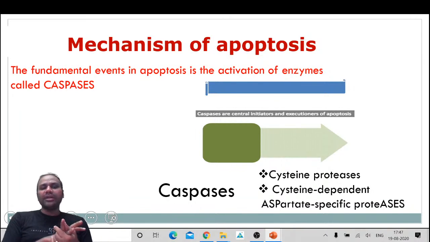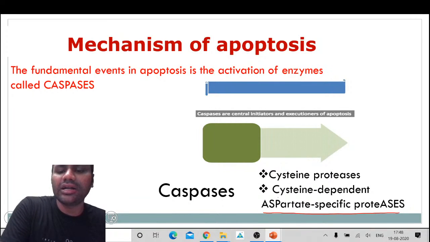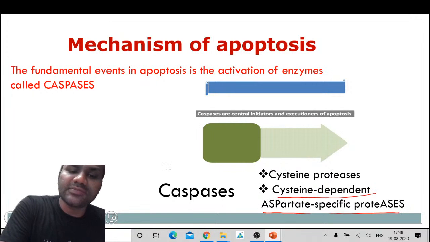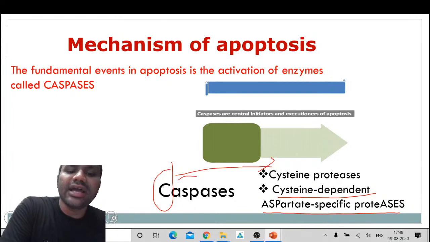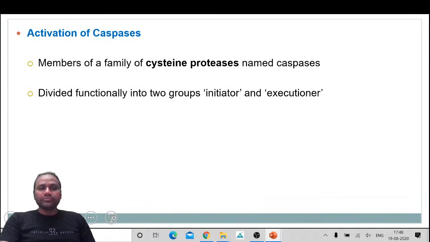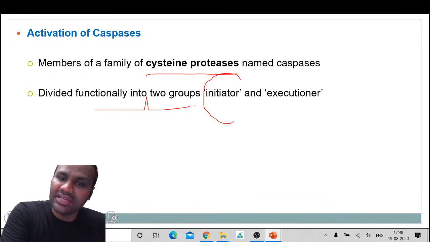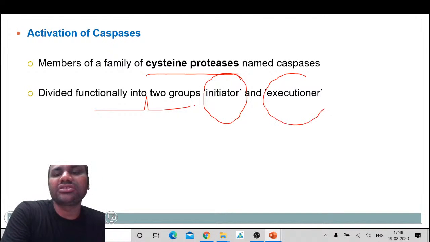The fundamental event in apoptosis is the activation of enzymes called caspases. Basically, the most important thing occurring in apoptosis is the activation of caspases. Caspases are cysteine-dependent aspartate-specific proteases. C is for cysteine proteases, and aspase is lysis or breakage, so they will result in breakage. Caspases are members of the family of cysteine proteases, and they divide functionally into two groups: initiator caspases and executioner caspases.